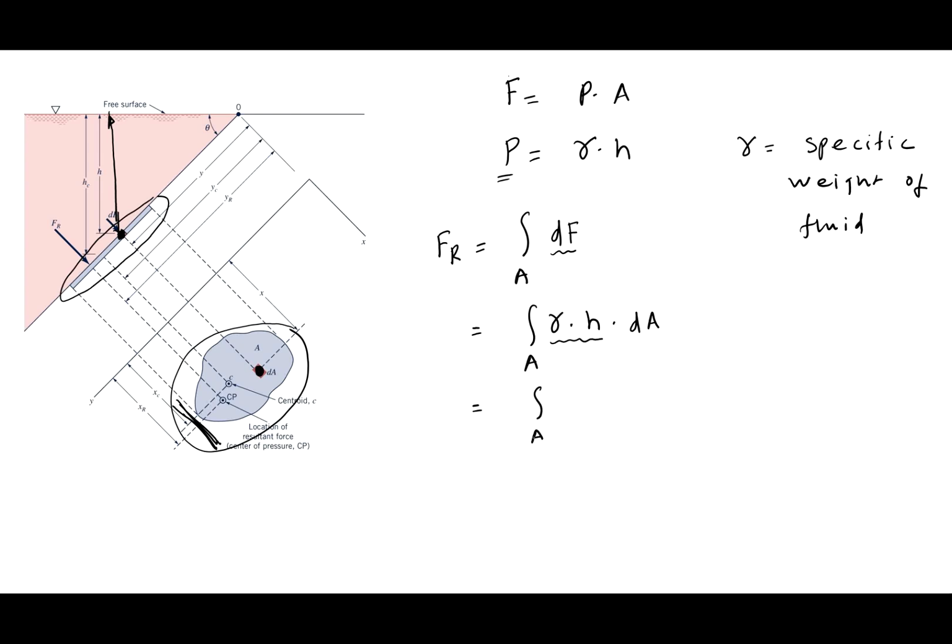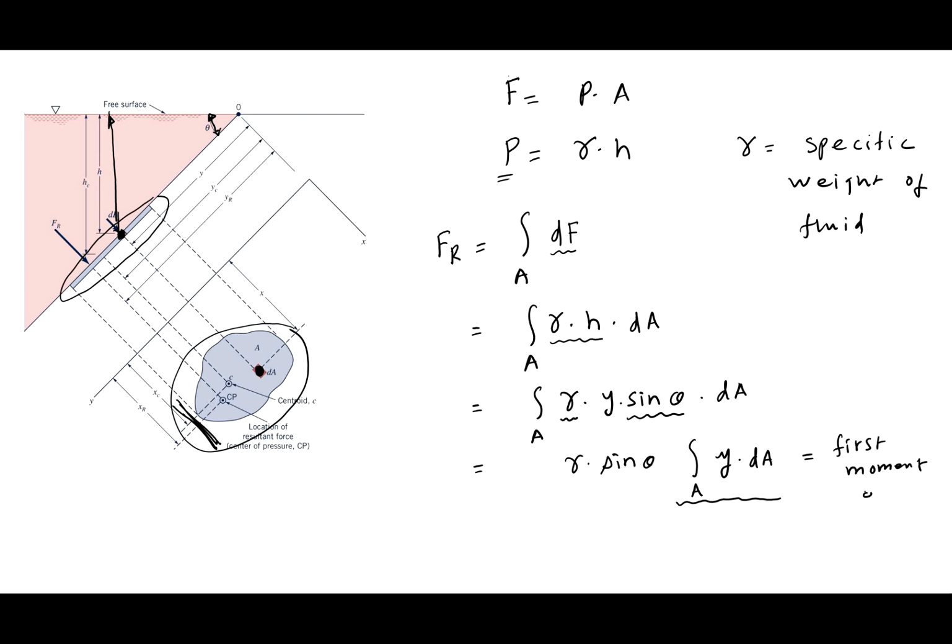So this is again the integral of gamma times y sine theta times dA, where theta is the angle that the plane is making with the free surface. Now sine theta is constant, gamma is constant, so I can take that out. So we have gamma sine theta, and then we have y times dA, and this expression, the integral of y times dA, is the first moment of area with respect to the x-axis, okay?